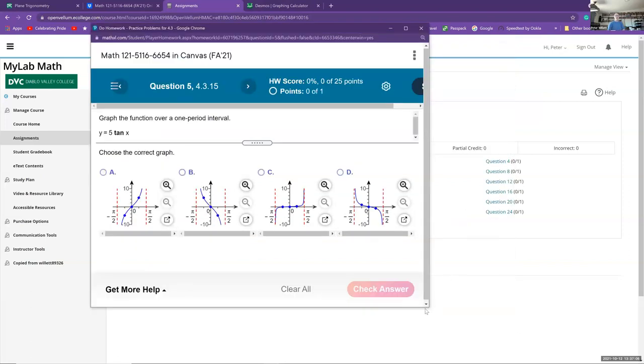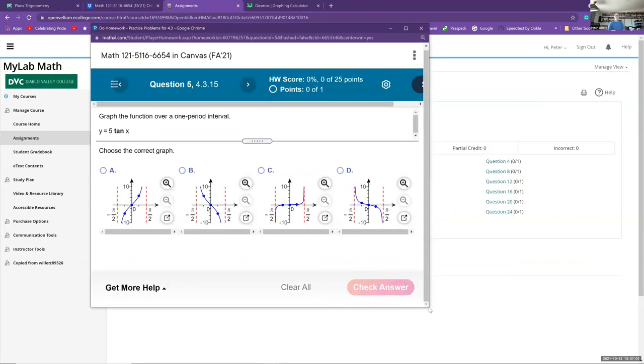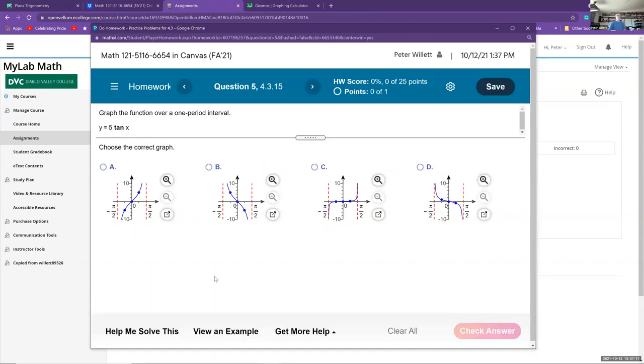So it says graph the function over a one period interval, and the one they're giving us is y equals 5 times tan of x. So the tan of x function basically looks like this. It goes through the middle here, through the origin. It has a period of pi. And so we want to see which one of these would make sense.